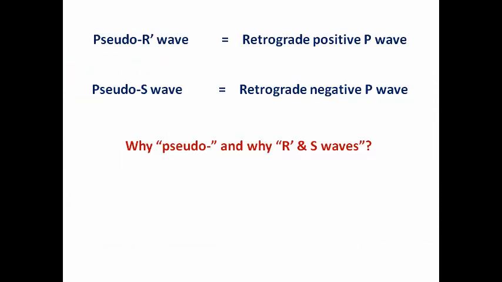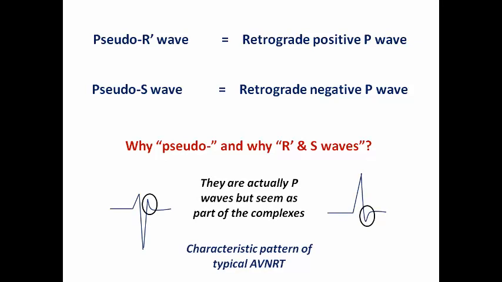But why pseudo, and why R dash and S wave? Of course, they are pseudo because they are not actually part of the complex. They are actually retrograde P waves, but because they are very near to the complex, they seem to be part of it. So the retrograde P wave, which was positive in V1, is called pseudo R dash because it appears like an R dash wave. And the retrograde P wave, which was negative in the inferior leads, appears as a pseudo S wave because it looks like an S wave that is part of the complex.